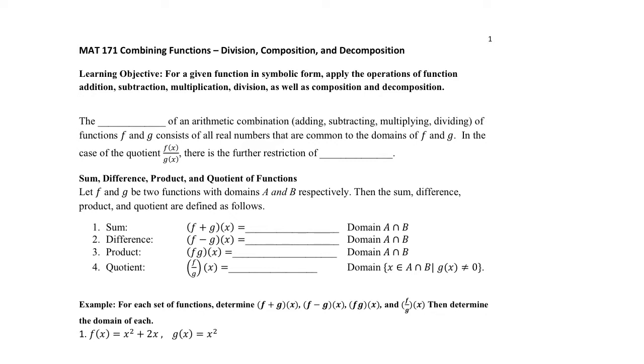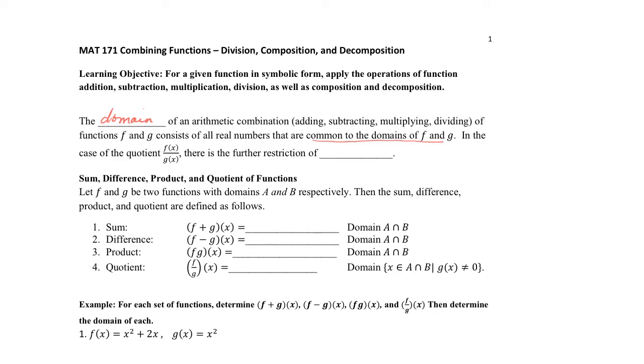So we begin with, we know that the domain, so my first blank here, the domain of an arithmetic combination, adding, subtracting, multiplying, or dividing of two functions, in this case we're going to call them f and g, consists of all real numbers that are going to be common to the domain of f and to the domain of g. So what that means is this: when we say that they have to be common to the domains of f and g, we talked about this when we did combinations with addition, subtraction, and multiplication.